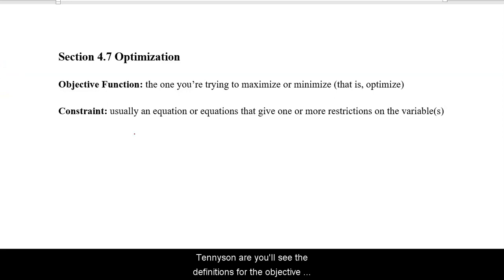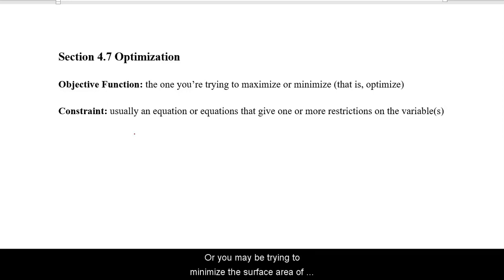In this scenario, you'll see the definitions for the objective function and a constraint equation. The objective function is the one that you're trying to maximize or minimize. In other words, this is what we would call optimization. So for example, you may be trying to maximize the volume of a can because you're going to sell something that goes within the can.